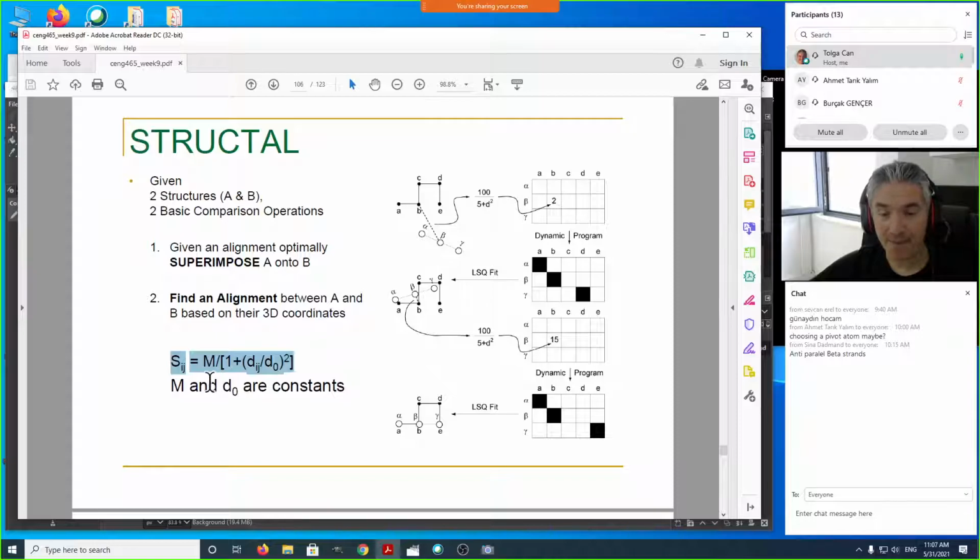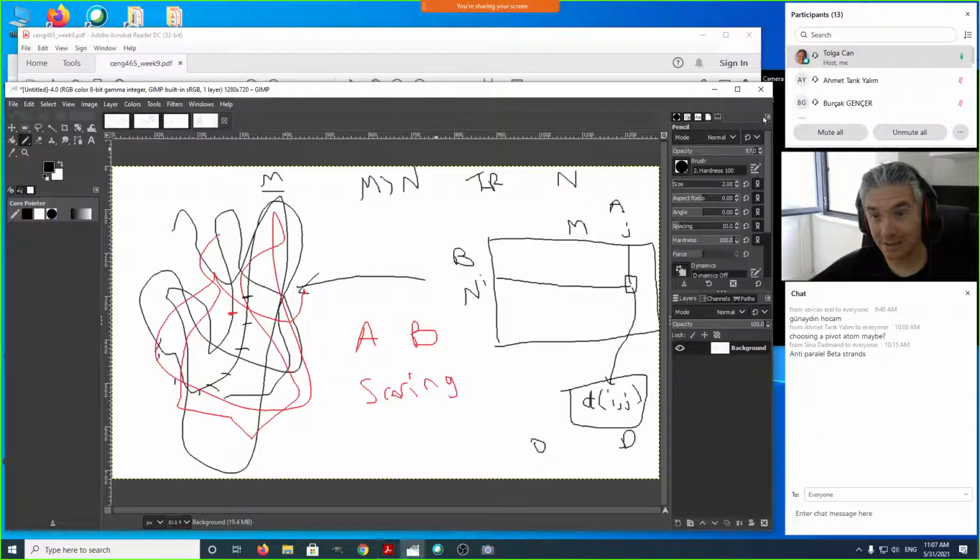So M is like your largest score. The constant M is the largest score that is possible in your scoring matrix. Whatever you want that to be, you have that one. And d0 is like your largest distance, probably, against which you compare your Dij. So it's also a constant. But the thing is that all distances are going to be converted into a similarity score.